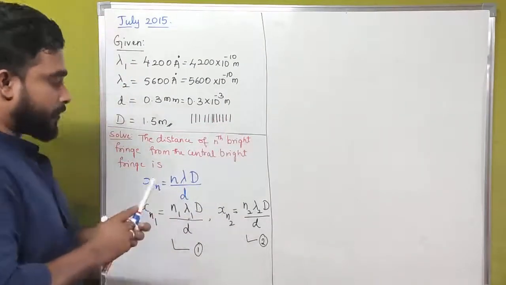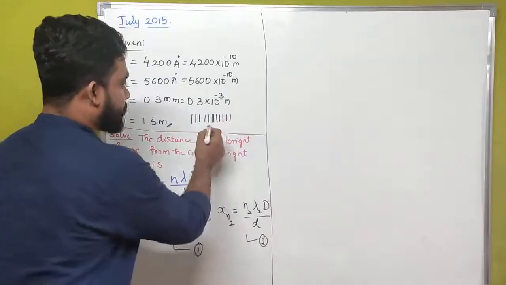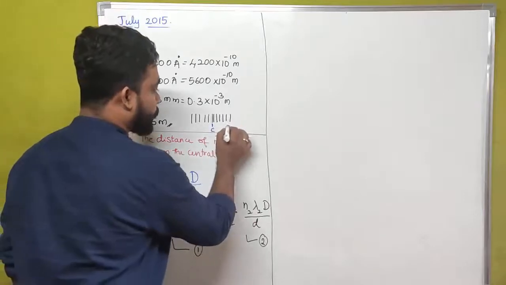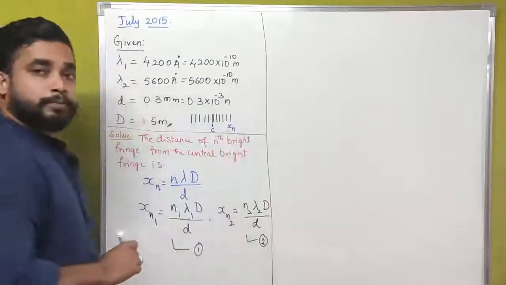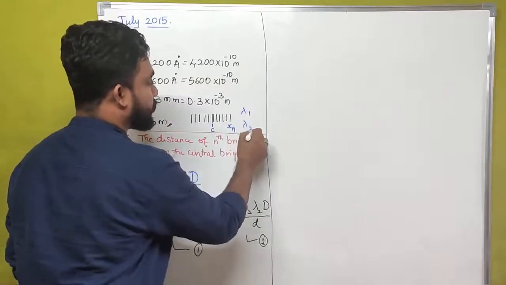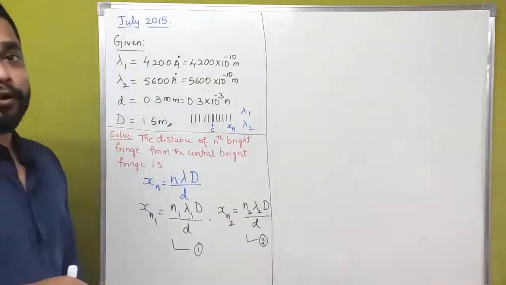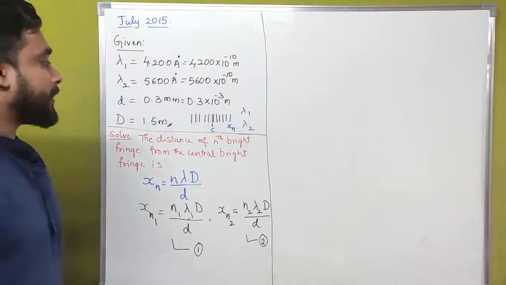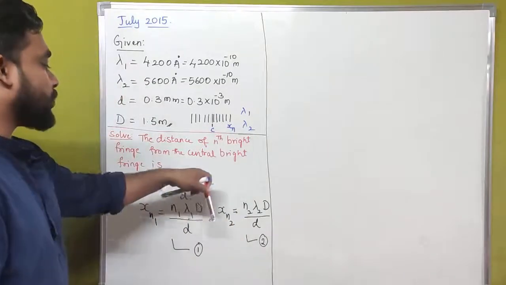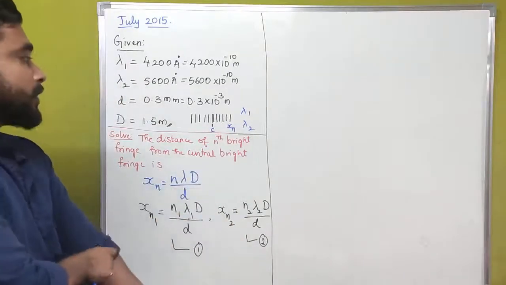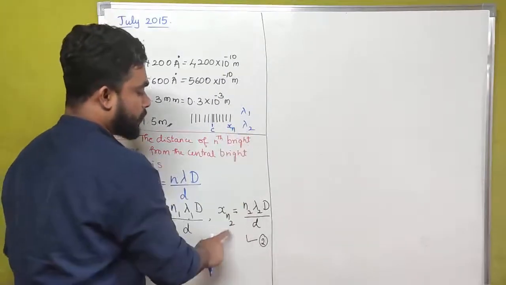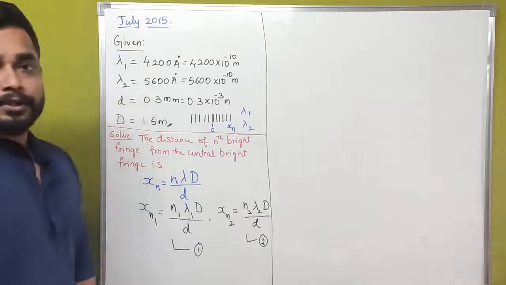We assume our fringes will be like this. For example, let us assume this as our central bright fringe. I am going to calculate the value of the nth bright fringe, for wavelength 1 and wavelength 2. We are doing the same for both wavelengths of light. The expression is xn equal to n lambda D divided by small d. For wavelength 1, we have considered our expression like this, and for wavelength 2, like this.